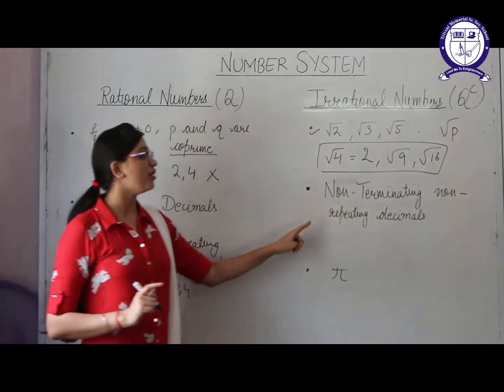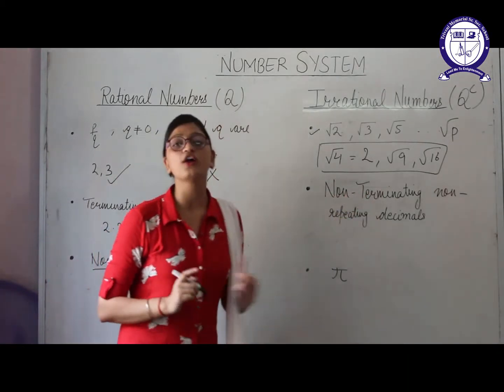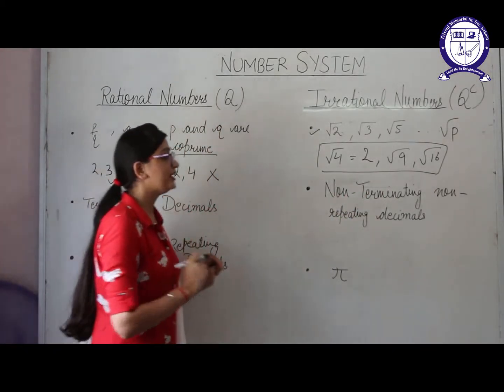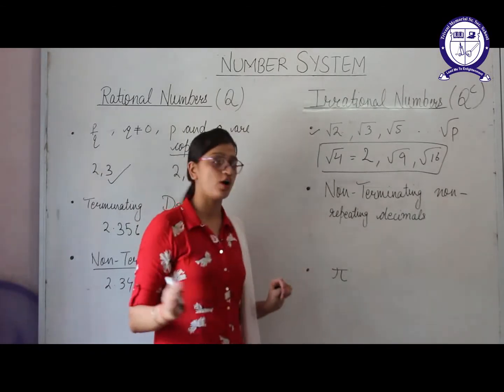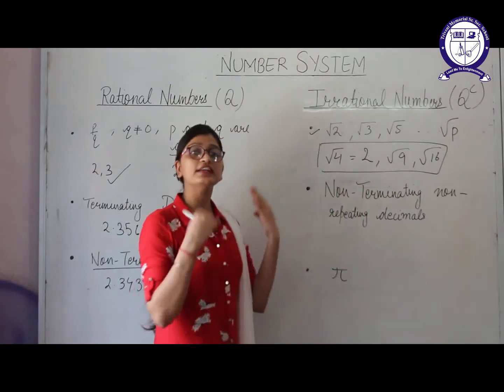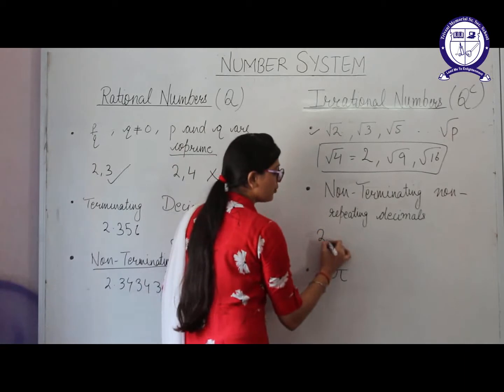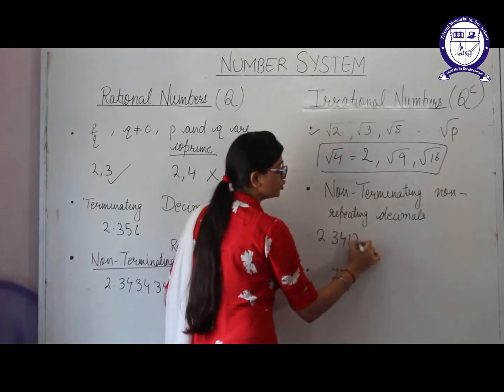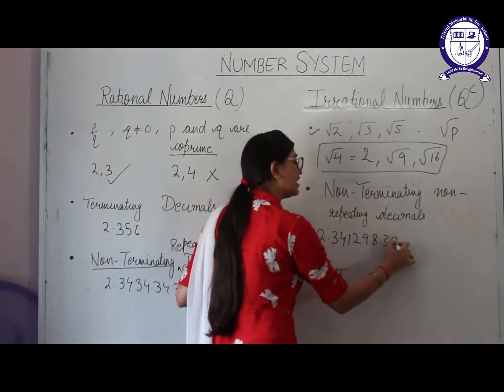The second form is non-terminating, non-repeating decimals. What it means, non-terminating, it never stops. Non-repeating, it never repeats itself. Like 2.341298397.